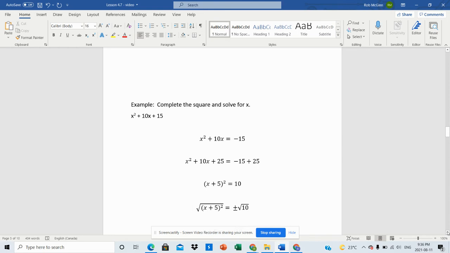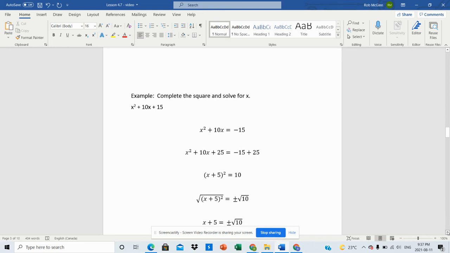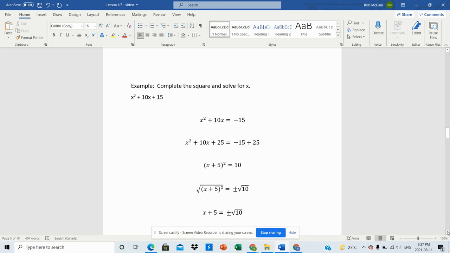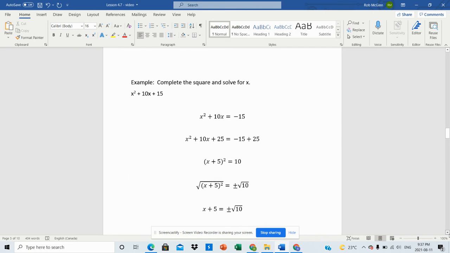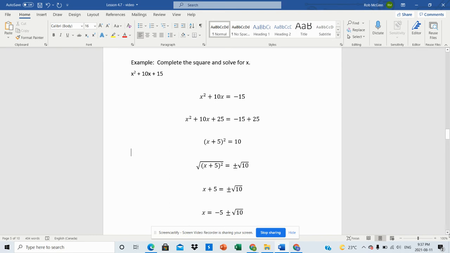My left-hand side's just going to simplify to x plus 5. The square root and the squared are going to cancel each other out. So I'm just going to be left with x plus 5, and that's equal to plus or minus the square root of 10. I'm trying to solve for x here, so I need to take this positive 5 on the left-hand side, move it to the right-hand side. When I do that, it's going to become negative. So then I've got x equals minus 5 plus or minus the square root of 10.